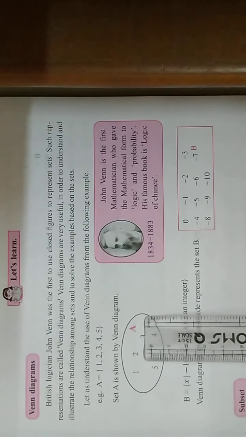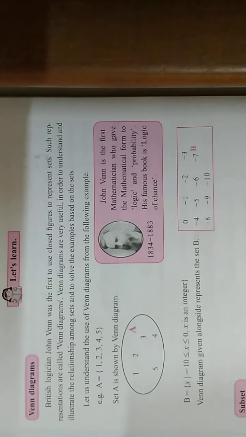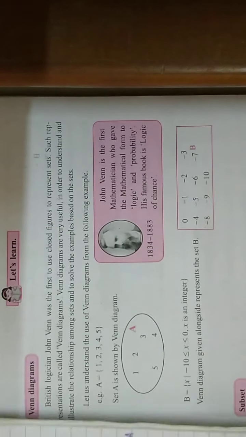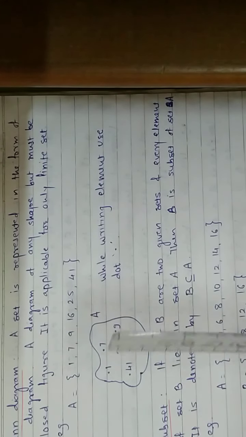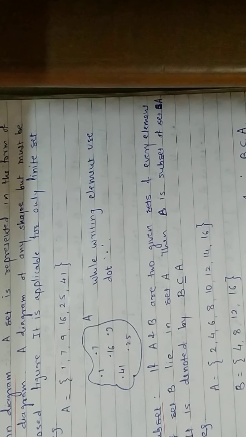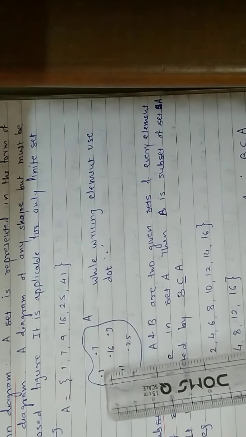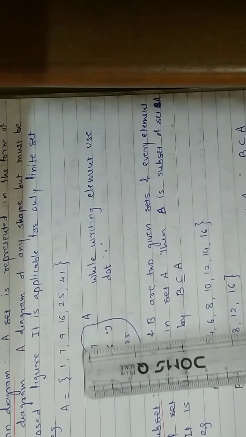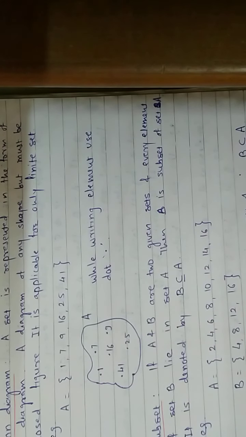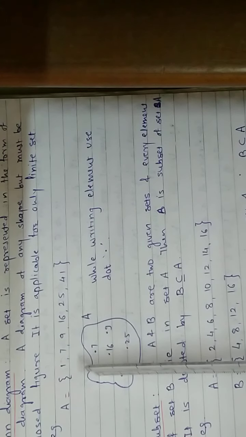This is an oval shape. You can draw any type of shape. In the second example, he has given a rectangle. In this example, we take this type of shape. Any type of shape you can take, but the condition is that the given figure should be a closed figure. So the elements are written inside this closed figure with a dot.